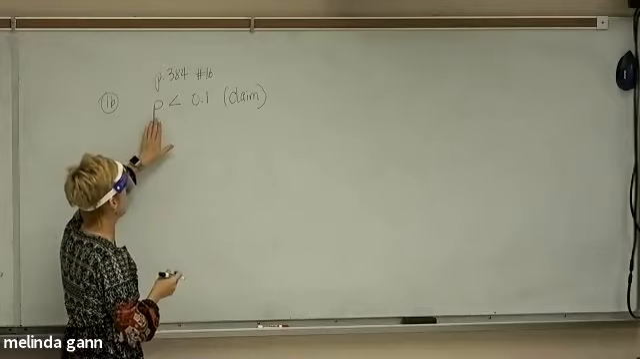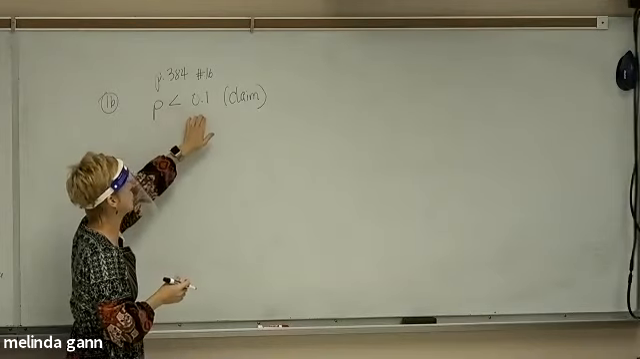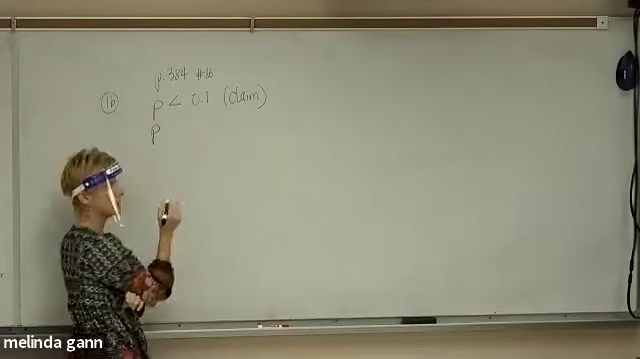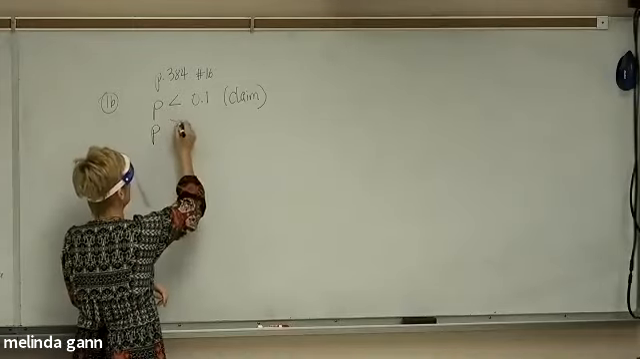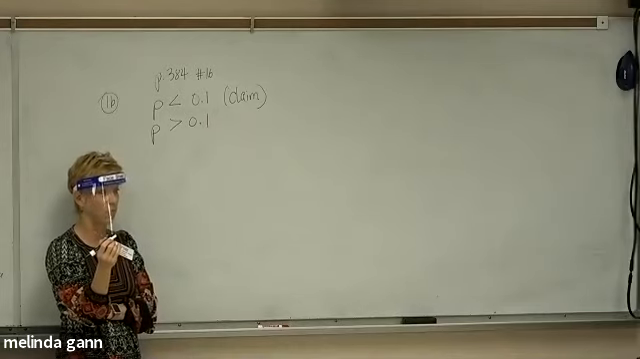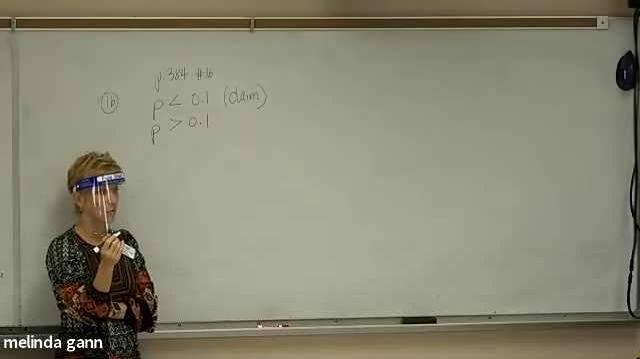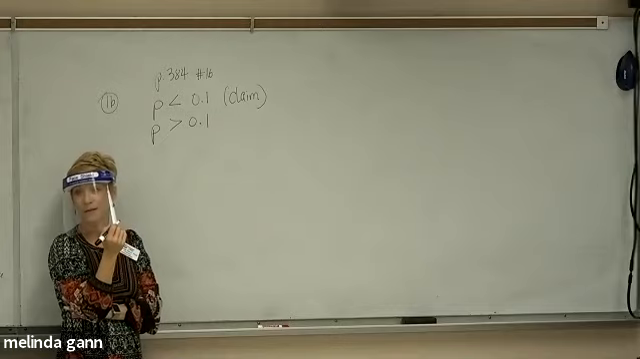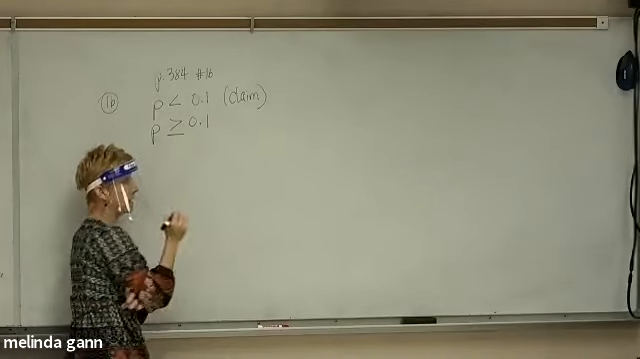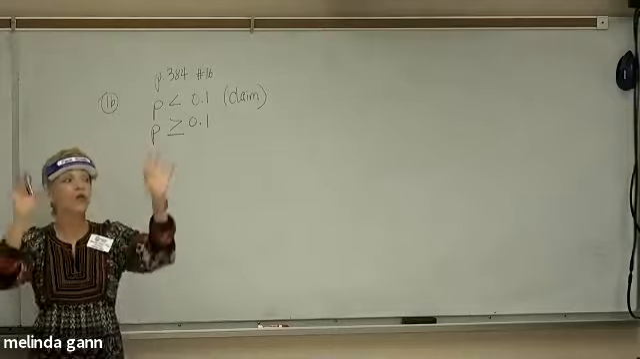Okay? If the proportion's really not less than 1%, then it must be what? Now, if I just put greater than, have I encompassed all the other possibilities, or have I left one off? What gets left off if I just put greater than? Equal. So it's got to be greater than or what? Equal. Because remember, it's got to be all the other possibilities.